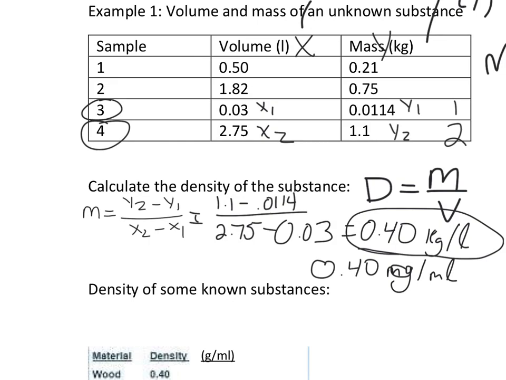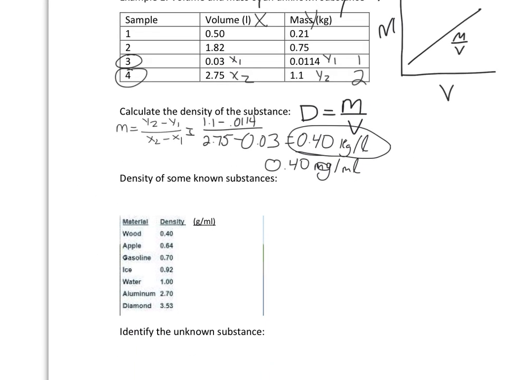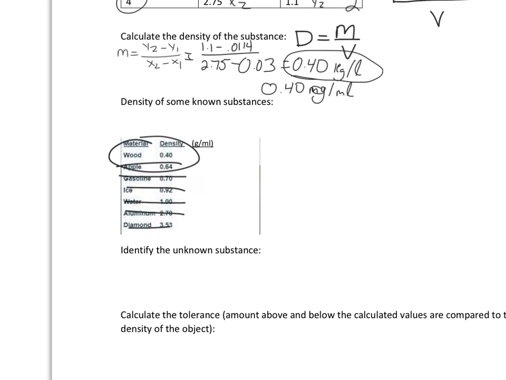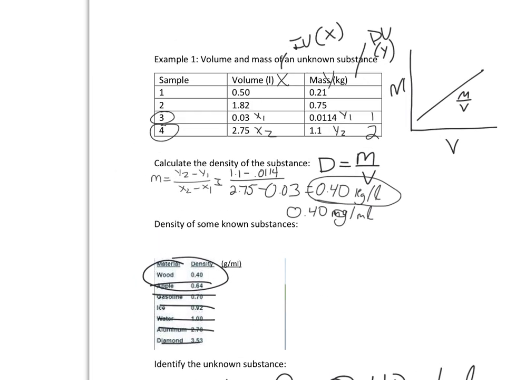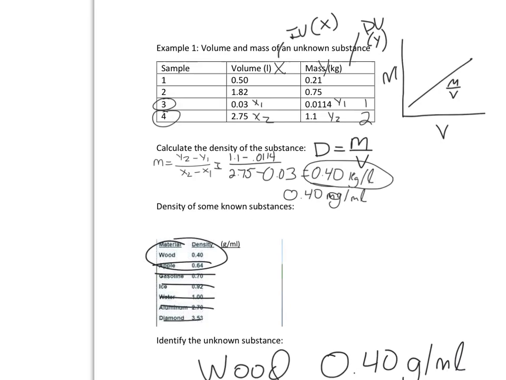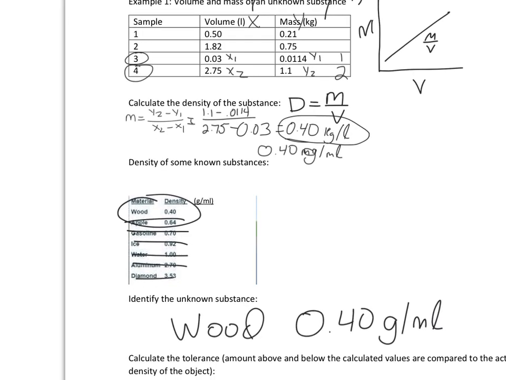Now, let's take a look at some of our known substances. Well, looking at our list, we can see it's going to be none of these because it's going to be wood. And so we can identify our unknown substance as wood, which again has an expected value of 0.40 grams per milliliter, or it could be kilograms per liter.